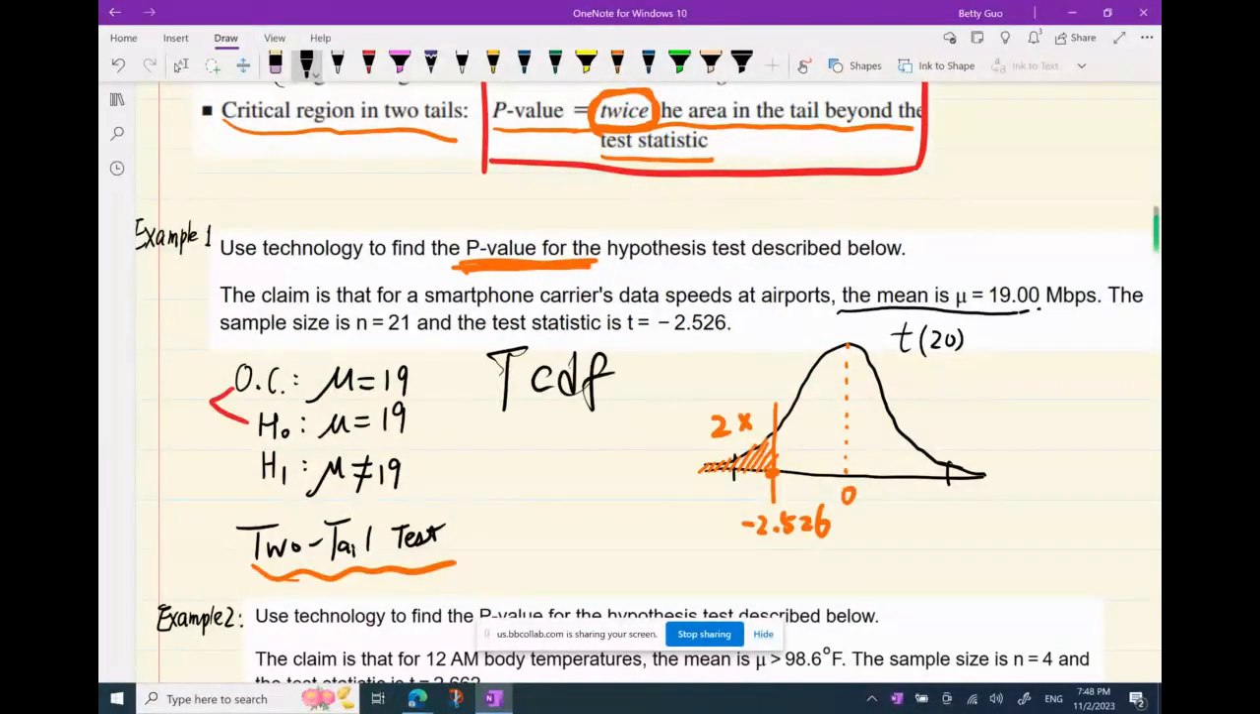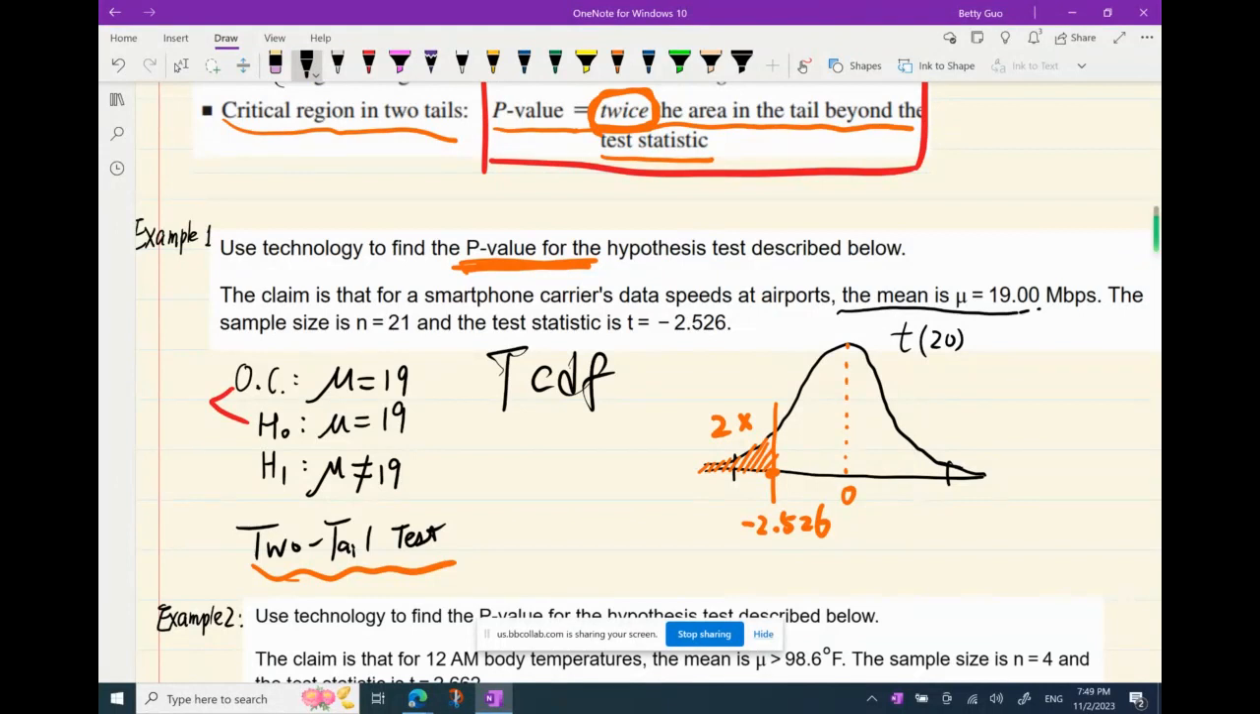TCDF. On my calculator, number 6. Let's select that and look at the region. The left bound is negative infinity, so the lower bound is negative E99. Upper bound is negative. Please remember, use the negative sign in the parentheses on your calculator, the key at the very bottom right corner. Do not use the minus sign, otherwise you will receive an error. You have to quit, right?